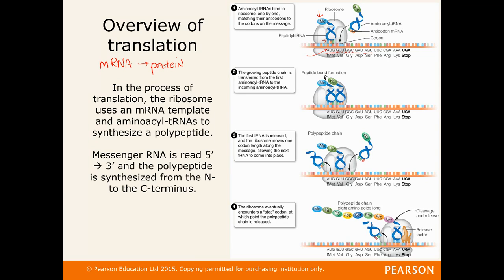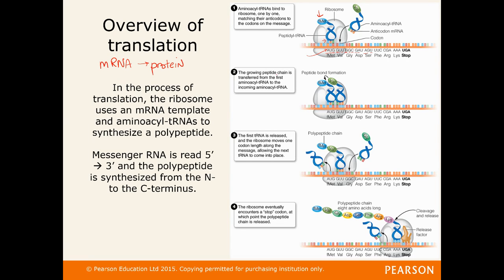So this is such a fascinating process. So step 1, the tRNAs bind to the ribosome one by one. They match their anticodons, which is the bottom part of the tRNA that will align with the messenger RNA codon.